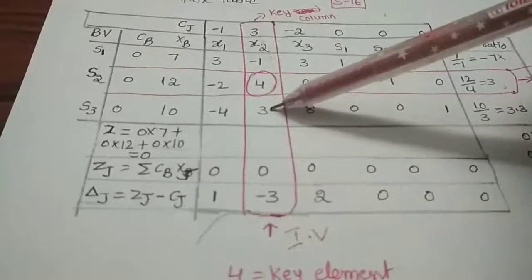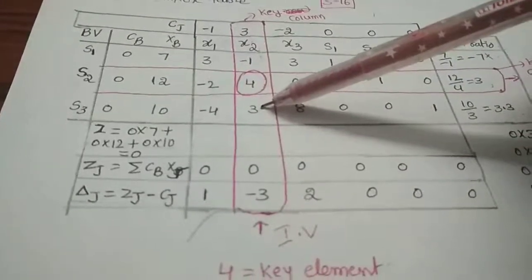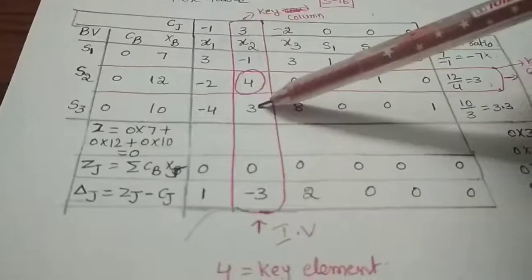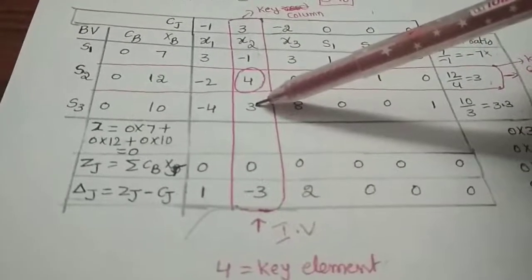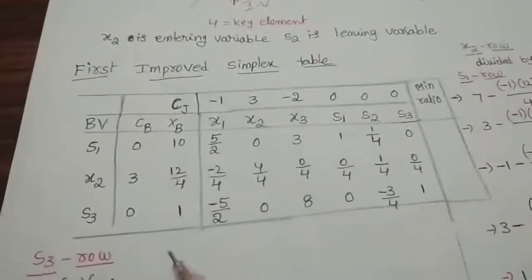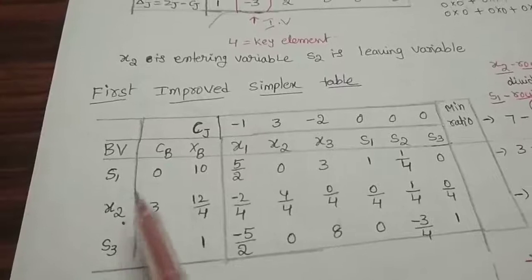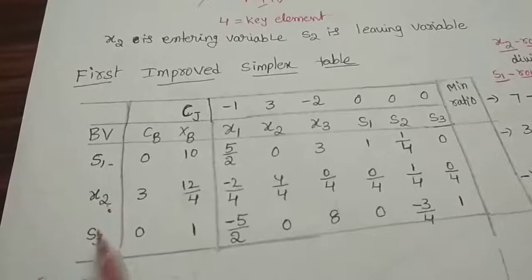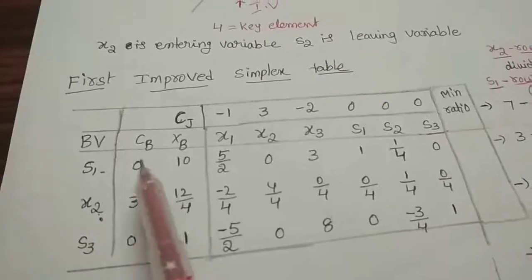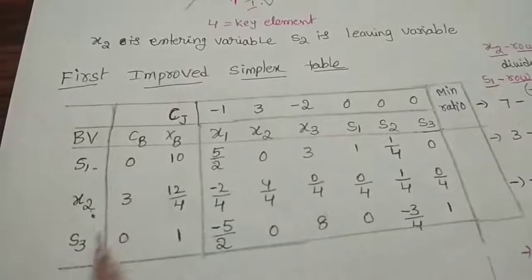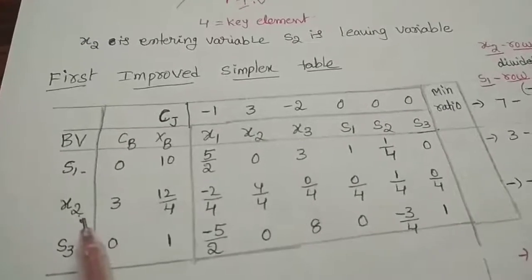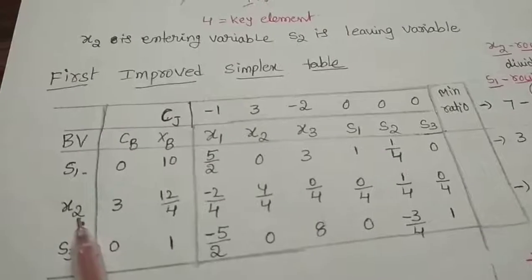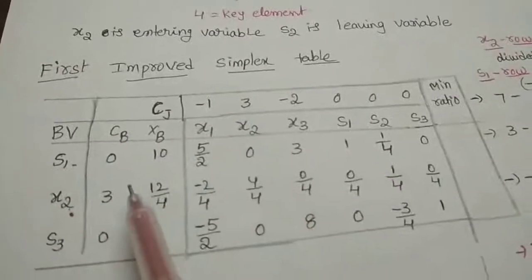For that we apply one formula: new element equals old element minus the corresponding key row element into the corresponding key column element divided by the key element. I will explain it here in detail. First coming to the x2 row, the first basic variable is s1, in place of s2 is x2, and here s3. I consider the coefficient values also. The S1 coefficient value is generally given as 0, the S3 coefficient value is 0. In place of the S2 variable here, the x2 coefficient value is 3.